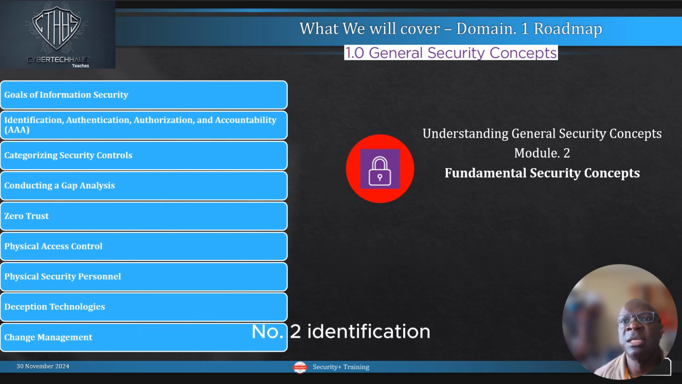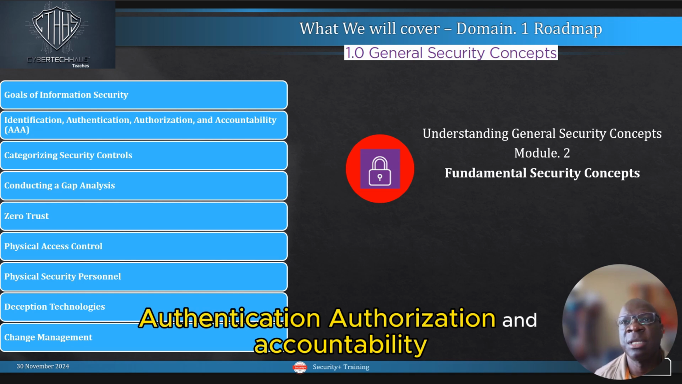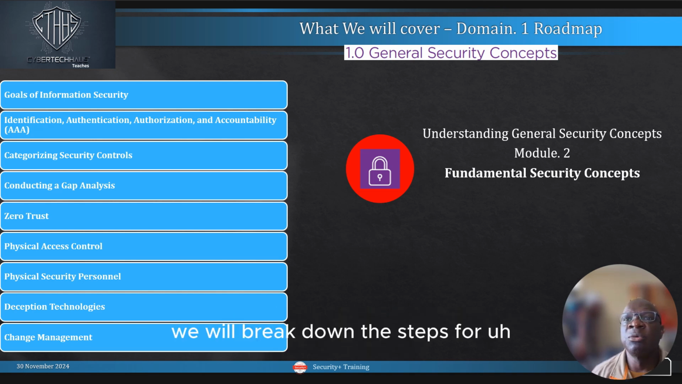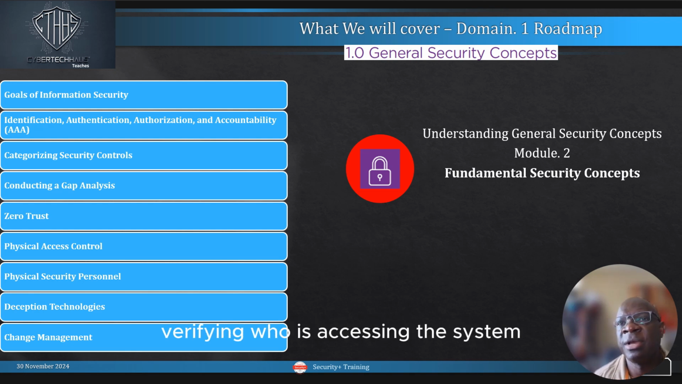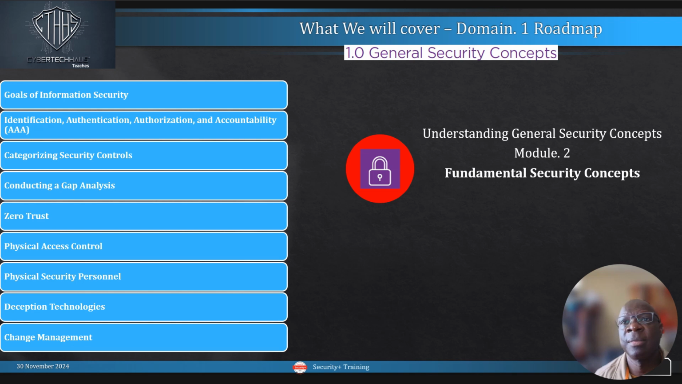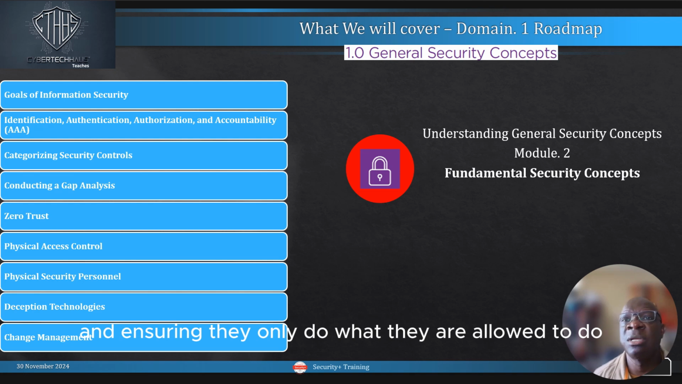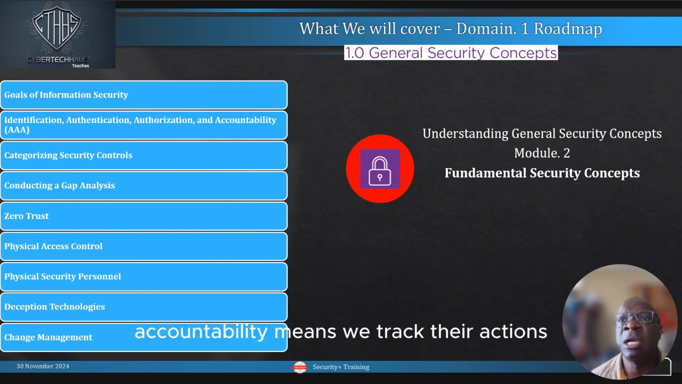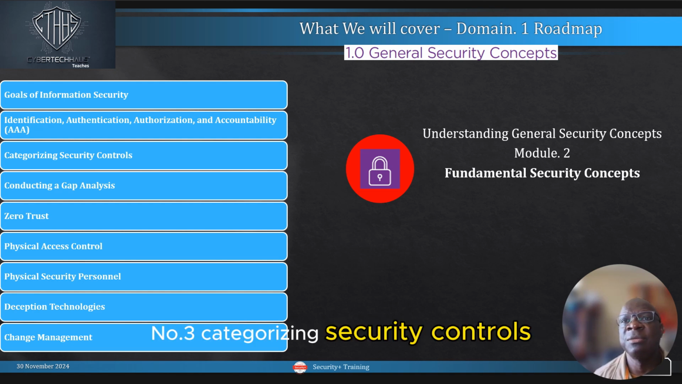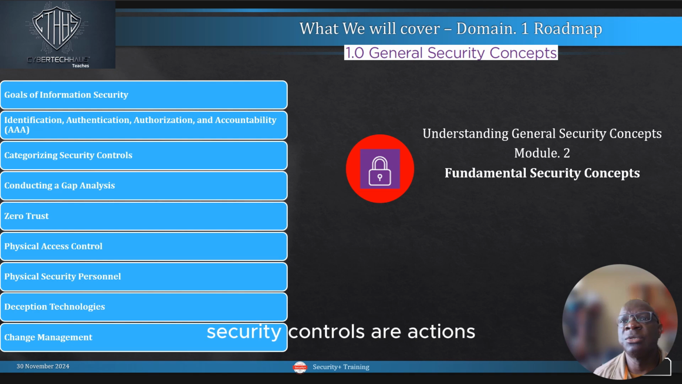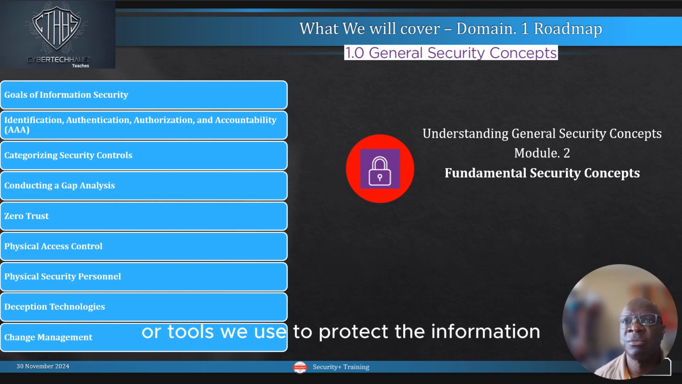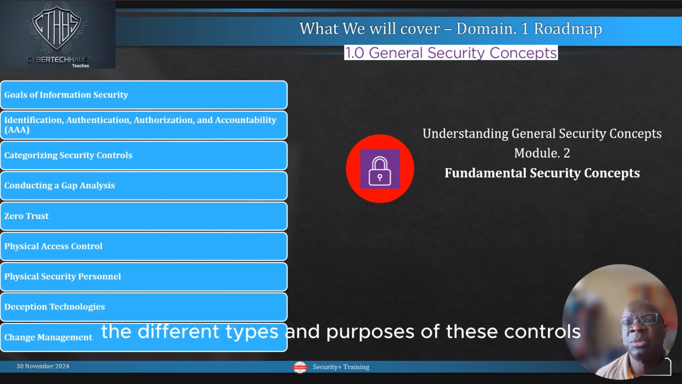Number 2, identification, authentication, authorization, and accountability. We will break down the steps for verifying who is accessing the system, confirming their identity, and ensuring they only do what they are allowed to do. Accountability means we track their actions. Number 3, categorizing security controls. Security controls are actions or tools we use to protect information. We will look at the different types and purposes of these controls.